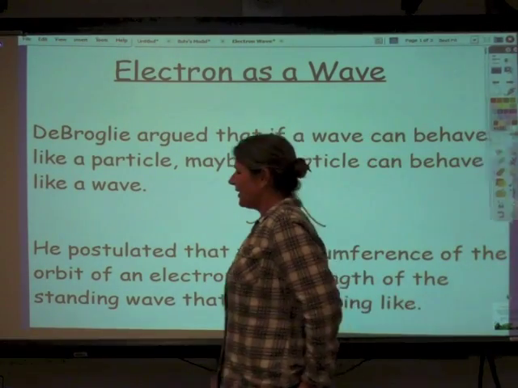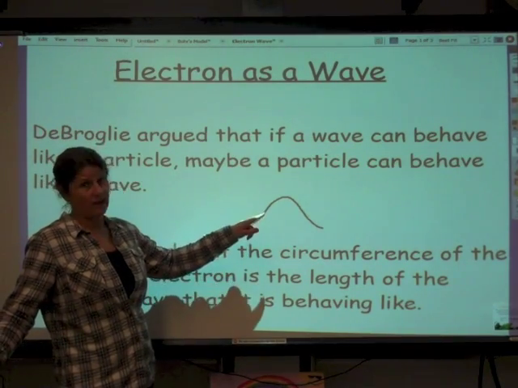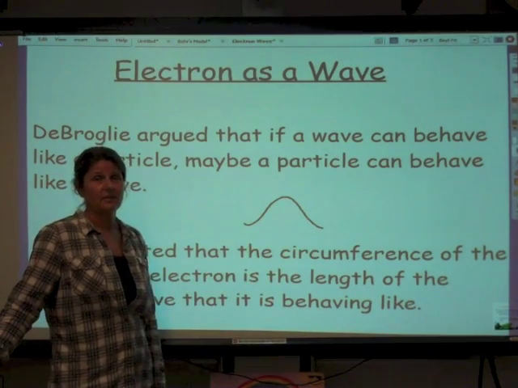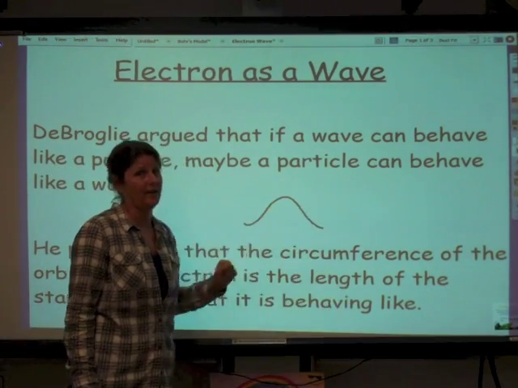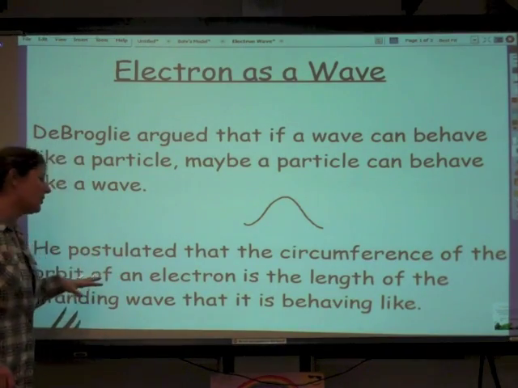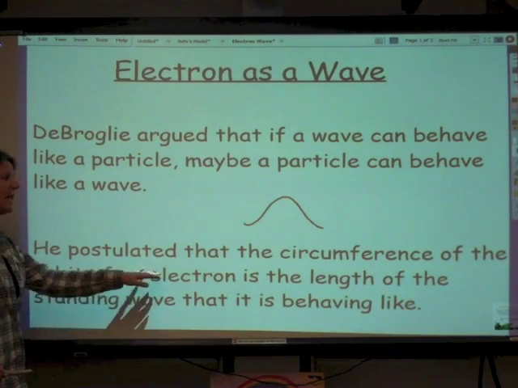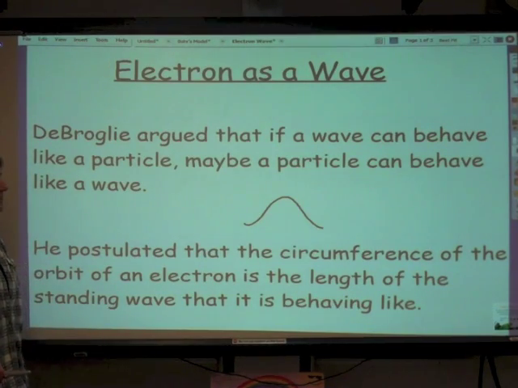Now, if I say to you, where's the wave? Is that the wave? Yes. Is that the wave? Yes. Is that the wave? Yes. So the wave is everywhere at once. It's this whole thing. So if we're talking about an electron, we can't then think of the electron as being in one particular place at one particular time. We have to think of the electron as being everywhere at once.